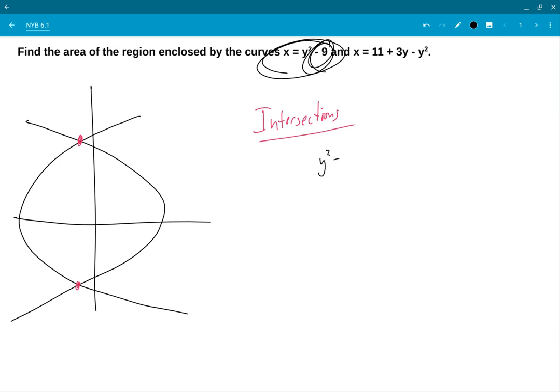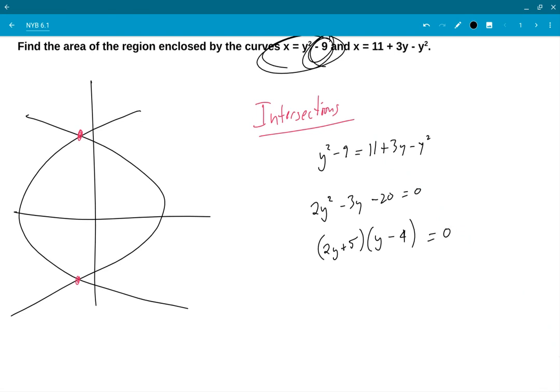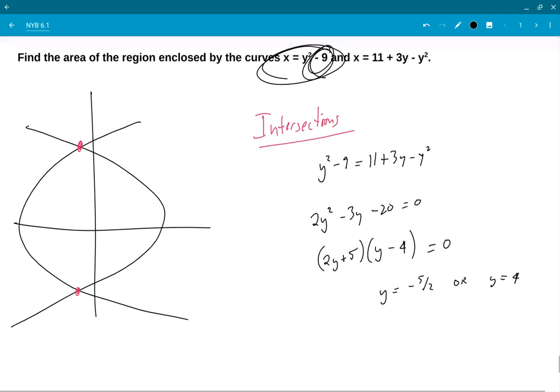Well, I set these two curves equal to each other and bring everything to the left. Minus 3y minus 20 is equal to 0. And this happens to factor like so. Is that right? Yeah, it's right. So y is equal to negative 5 over 2, or y is equal to 4. Those are my intersections.